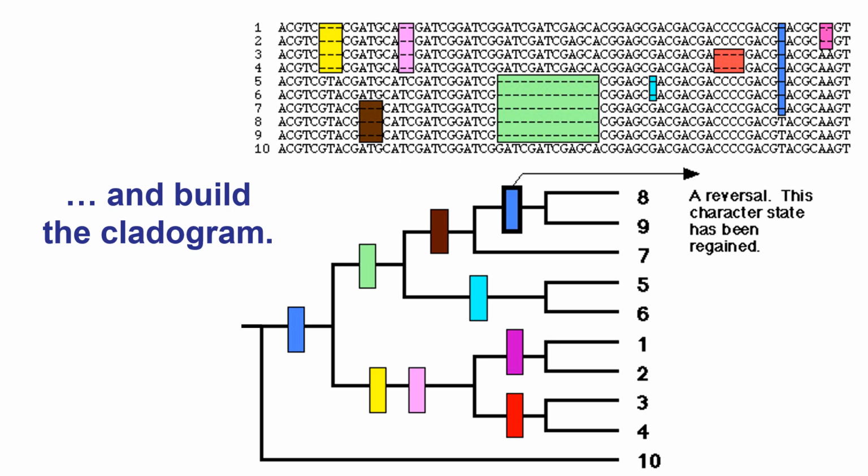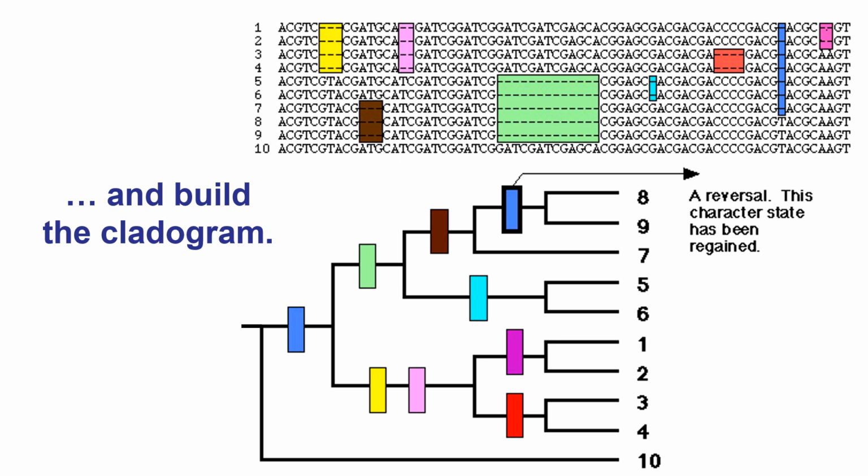Now the computer would have run a whole bunch of different scenarios and it would look for the simplest explanation. That's where we always start. So it would look for the cladogram with the fewest steps. And the computer has decided that the simplest explanation is that those T's were lost in everything but number 10, and then they were regained later on in 8 and 9.